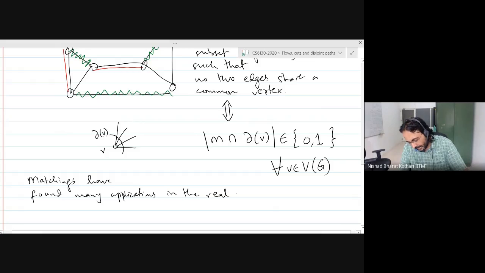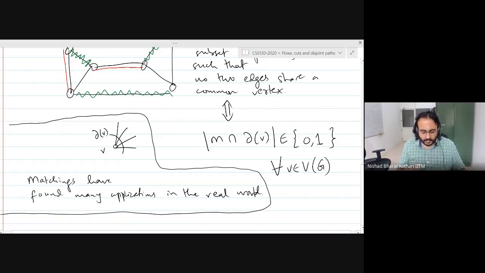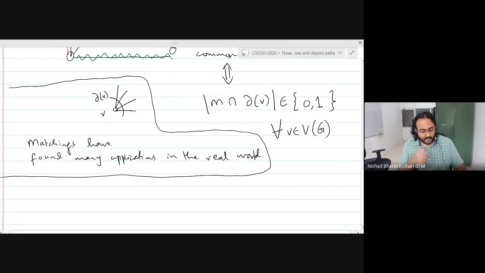And in particular, matchings of bipartite graphs seem to have way more applications than matchings in non-bipartite graphs. To give you some examples that I am vaguely aware of, you can look at the Nobel Prize in Economics in 2012. It was given to two guys called Roth and Shapley.